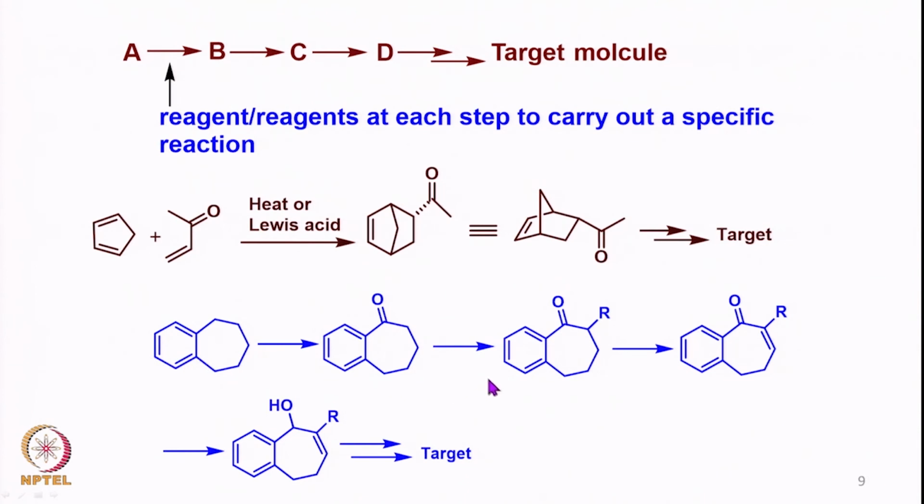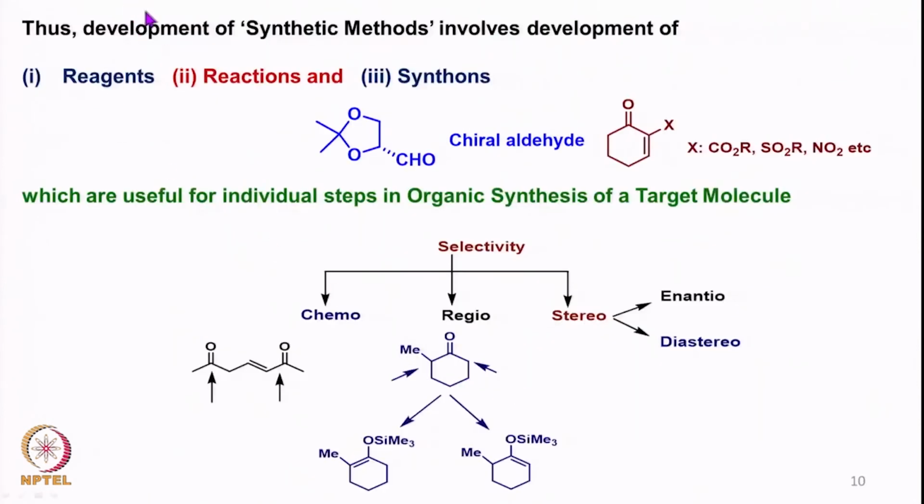So it involves a number of steps, and each step, as I mentioned earlier, is of course a synthetic method. Now development of synthetic methods therefore involves development of reagents, reactions and synthons. Development of reagents means that we need to develop reagents which are of general use or specific use. Then we have different reactions using those reagents which we can improvise or develop new reactions, and what is called a synthon. What is a synthon?